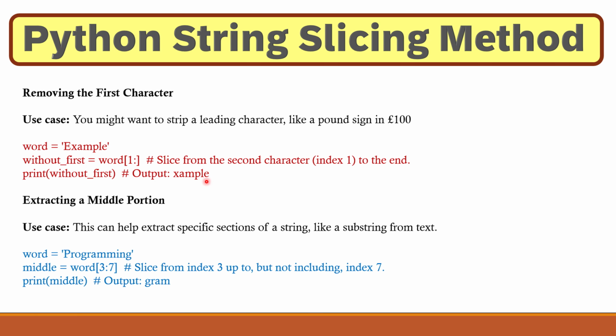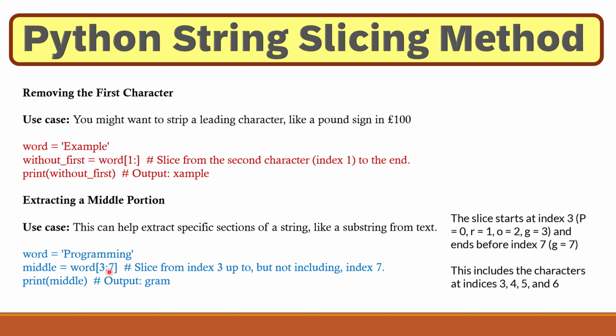The next one is extracting a middle portion. So use case for this can help extract specific sections of a string, like a substring from a text. So the example we have is word equals programming, and here we're using two positions, so 3 and 7, which slices from index 3 up to, but not including index 7.